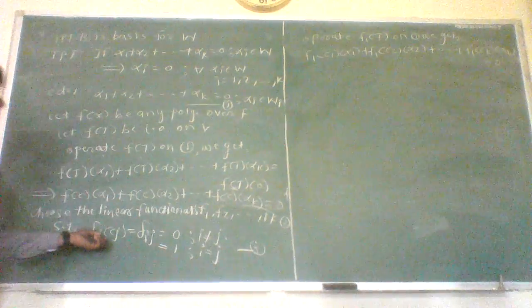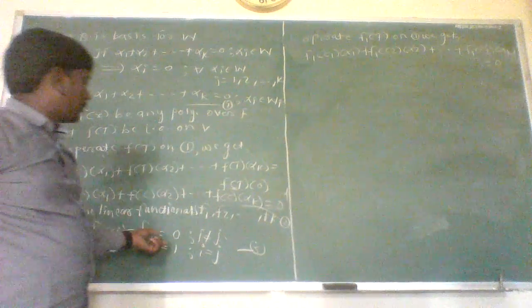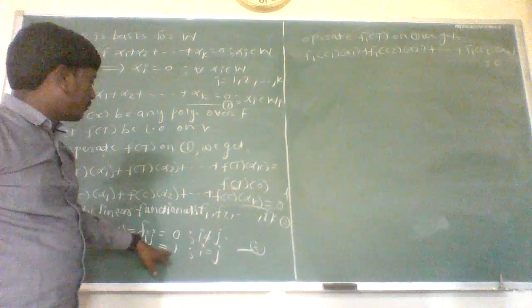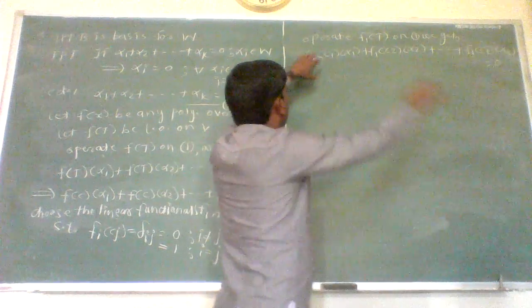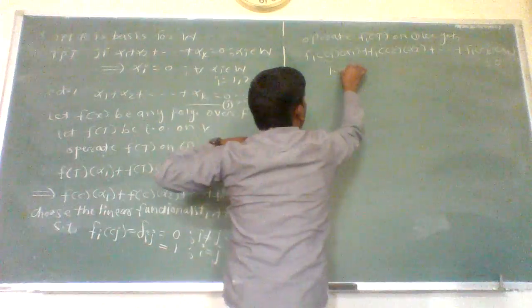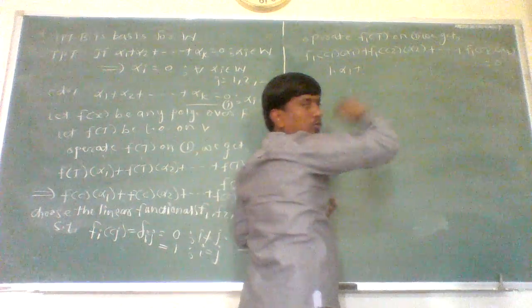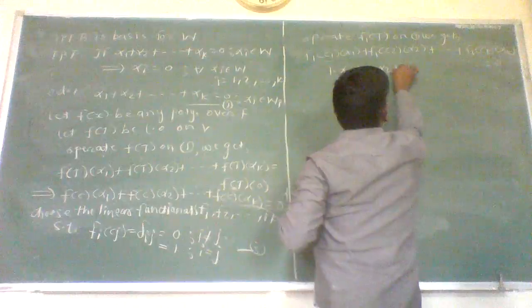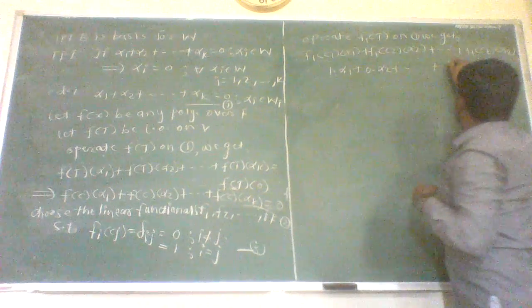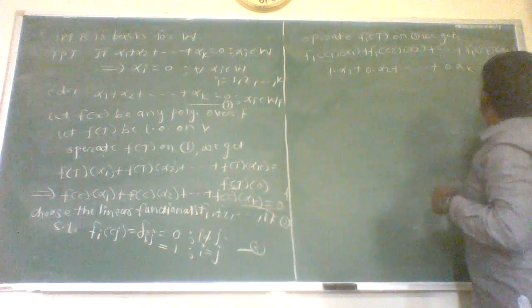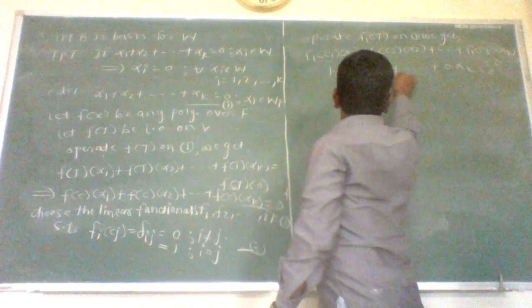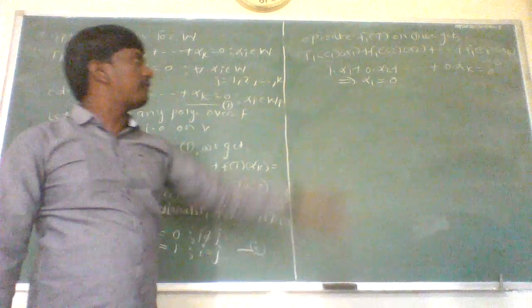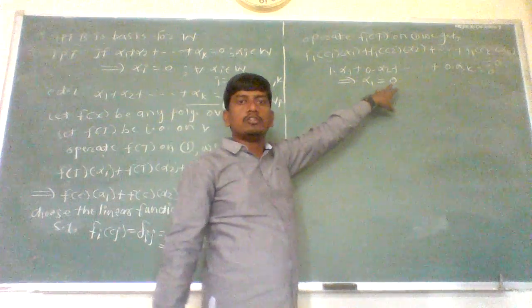But from equation 3, fi of cj is equal to delta ij, that is, equal to 0 whenever i is not equal to j and equal to 1 whenever i is equal to j. Therefore here 1 is equal to 1, so this value is 1 into alpha 1, plus, since 1 is not equal to 2, 0 into alpha 2, plus up to, since 1 is not equal to k, 0 into alpha k, which is equal to 0. This implies alpha 1 is equal to 0. Therefore, when we operate f1, we get alpha 1 equal to 0.